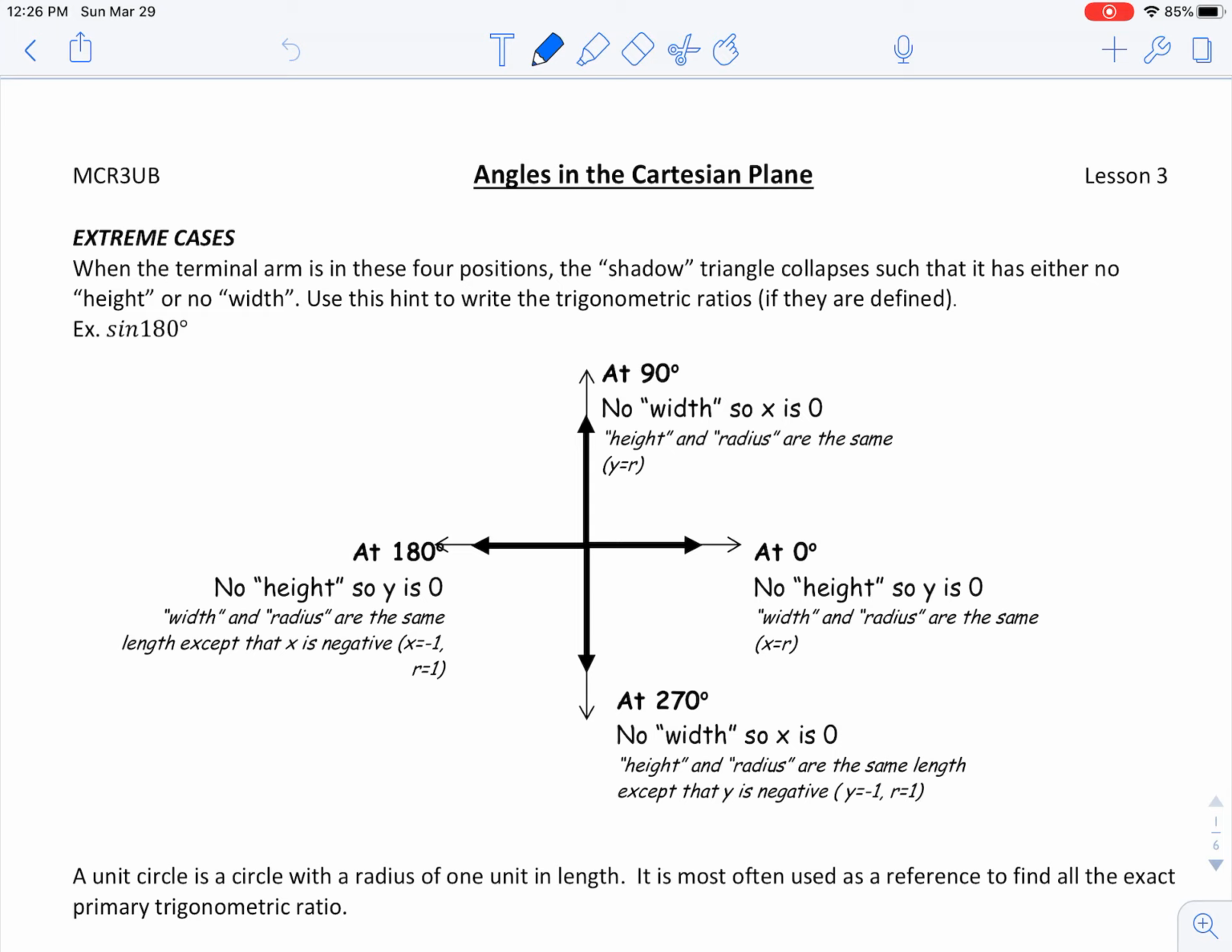So what I want to start with is kind of a clarification of some of the situations we had in last class. And these are what we call the extreme cases. It's basically when you have angles of 90 degrees, 0 degrees, 270, 180, or even 360. And so if you want, you could add in here when you get one full revolution, it's actually 360 and 0 are the same thing.